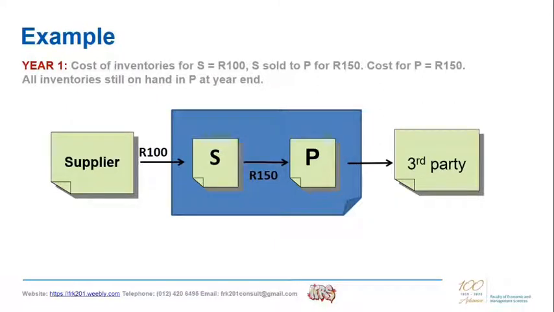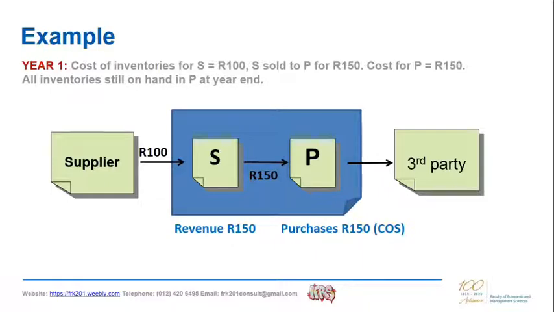In this example, all the inventories are still on hand in P at year end. So the transaction stopped there. It was not sold to a party outside the group. ACE recognized revenue of 150 from a sale to P. P recognized purchases of 150 included in cost of sales from purchases from ACE.